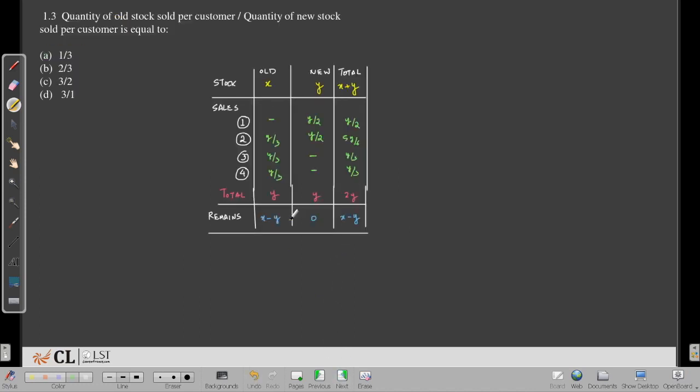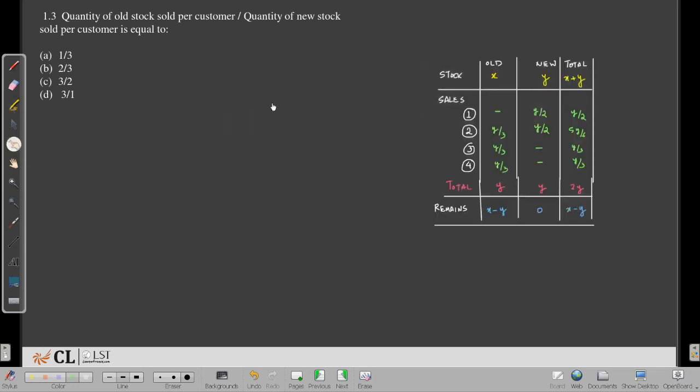Okay, let's look at this question. Quantity of old stock per customer. We already have that information in terms of the same variable. The old stock per customer is y by 3. Each of the customers got y by 3. The quantity of new stock per customer is y by 2.